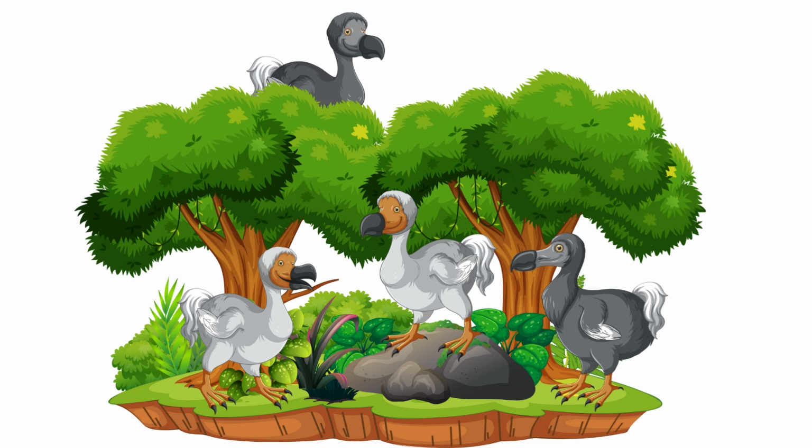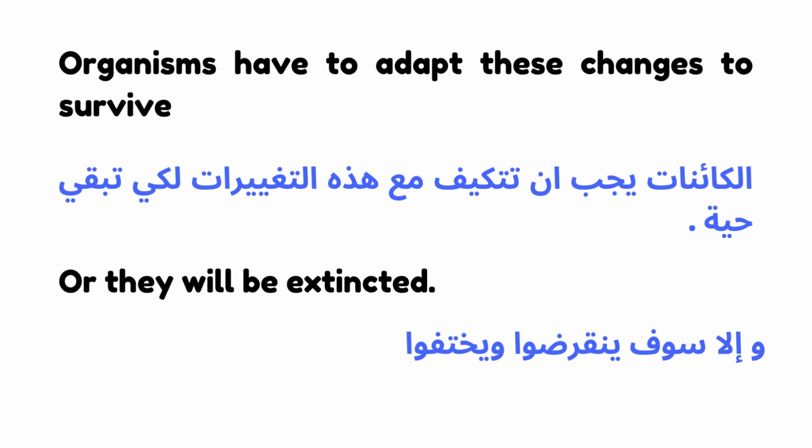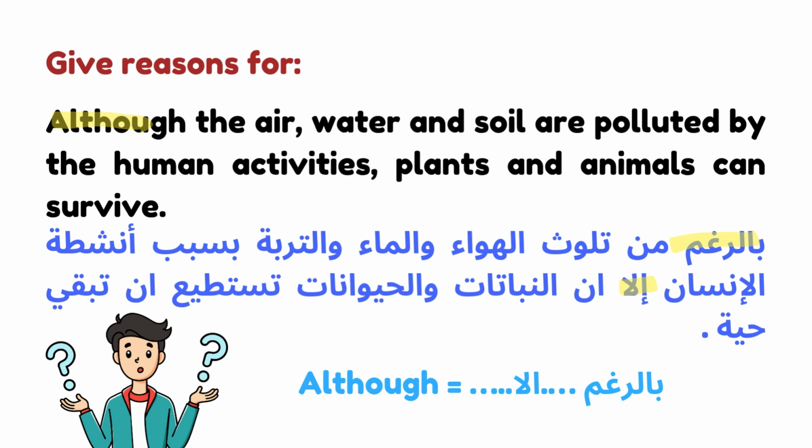Okay, so the human activities cause changes in the environment, and the living organisms have to adapt to these changes to survive, because if the organisms can't adapt to these changes, they will die, and these organisms will disappear as they will be extinct.